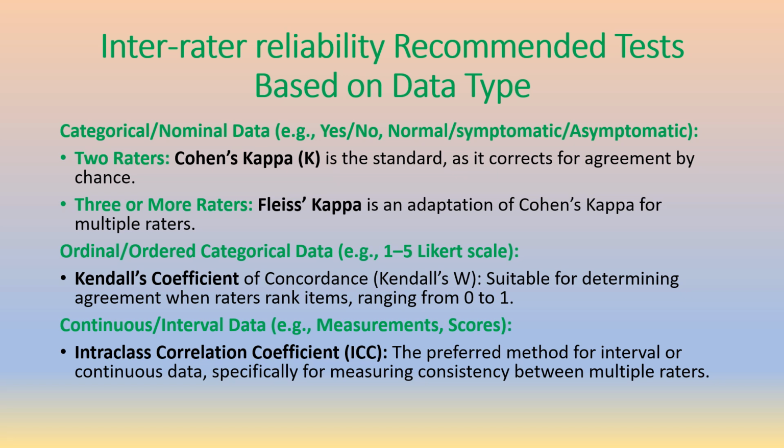Ordinal, ordered categorical data, such as a 1 to 5 Likert scale: Kendall's coefficient of concordance is suitable for determining agreement when raters rank items, ranging from 0 to 1. Continuous interval data, such as measurement scores: ICC is the preferred method for interval or continuous data, specifically for measuring consistency between multiple raters.